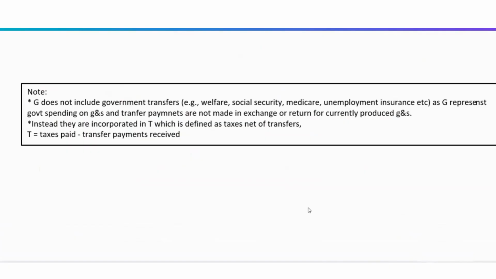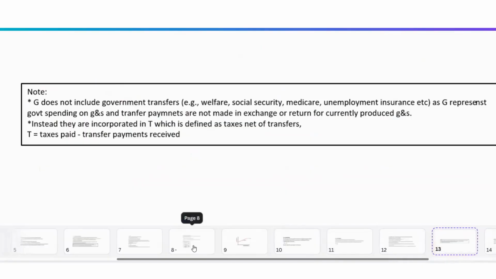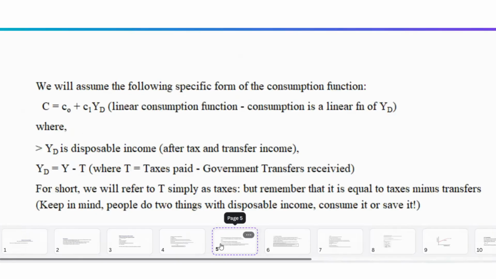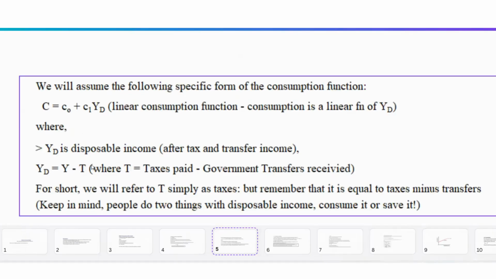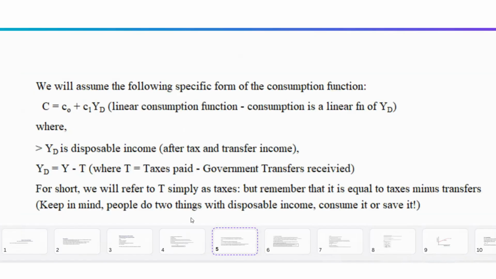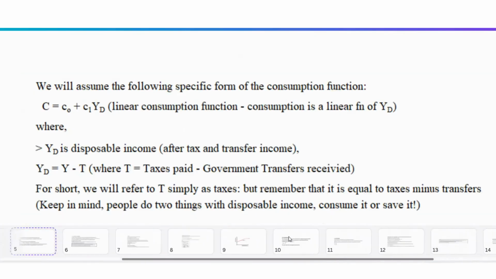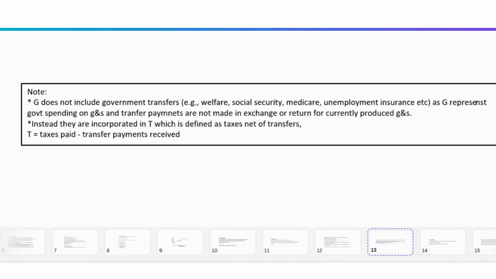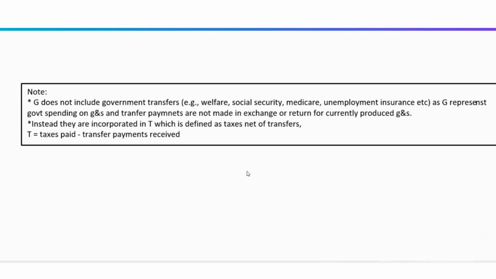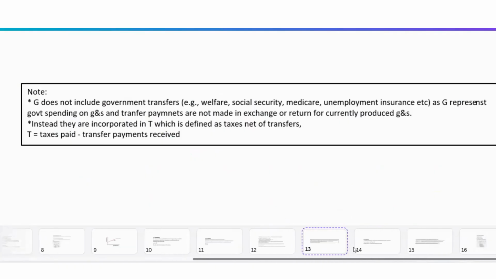Rather, transfer payments are included in T. If we go back to when we were talking about the consumption function, we defined T to be taxes paid minus government transfers received. And we did acknowledge that for short, we will refer to T simply as taxes, but always keep in mind that T is taxes paid minus government transfers received, so it's net taxes. So in our goods market model, transfer payments are not included in G, rather they are incorporated in T, which is defined as taxes paid minus transfer payments received. Although for short, we will always just refer to T as taxes, we do need to keep in mind this also includes transfer payments.